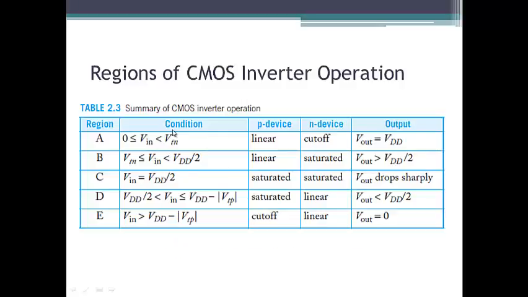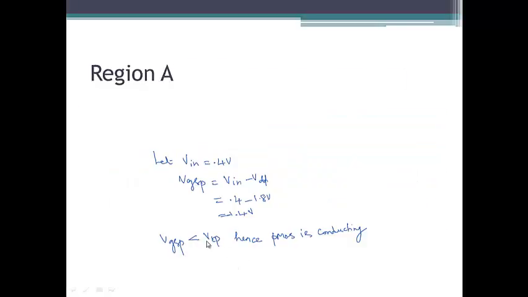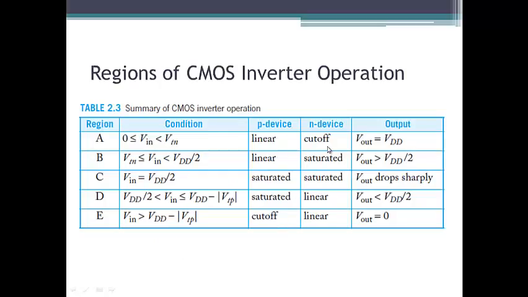Similarly, if you take an example and analyze it, we will see that the other condition for saturation for PMOS is not satisfied. So the P device is in linear. Hope you understood this. VGSP is minus 1.4 volts, which is less than VTP, or VGSP is more negative than your threshold voltage. So PMOS is conducting. PMOS is in the linear region and the N device is in the cutoff region.